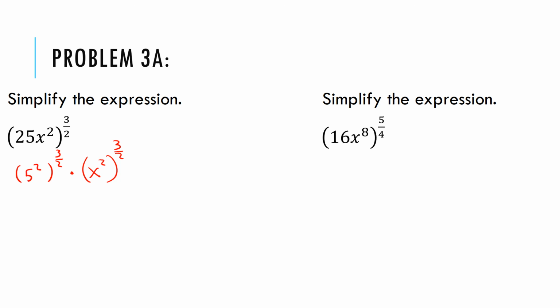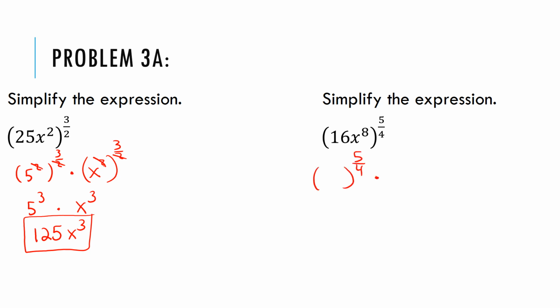5 squared. Once again, the 2's can cancel out, leaving 5 to the 3rd. And the 2's can cancel out, leaving x to the 3rd. Well, 5 to the 3rd is 125. Nothing else happens to the x to the 3rd, and I have simplified the problem. All right, for the next one, same idea. It's a set of parentheses, 16 to the 5 over 4 times x to the 8th, 5 over 4.